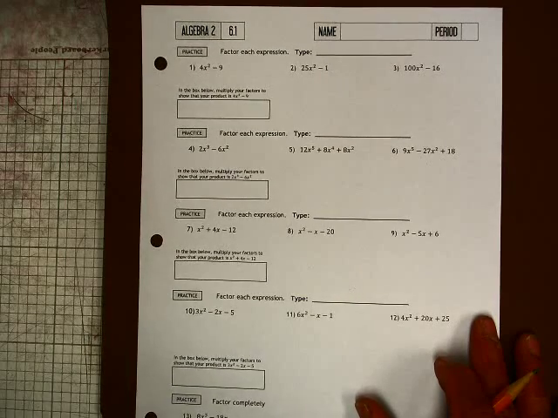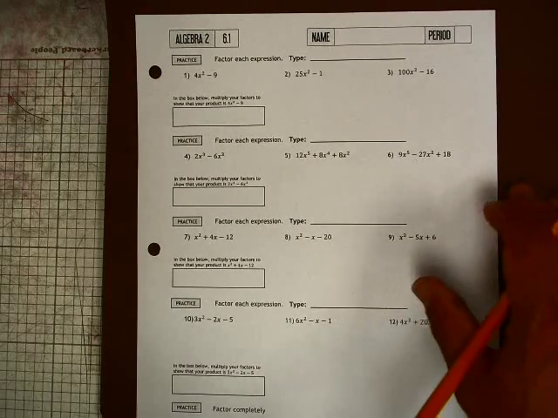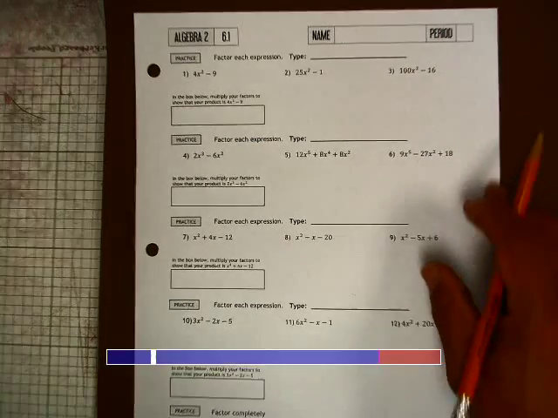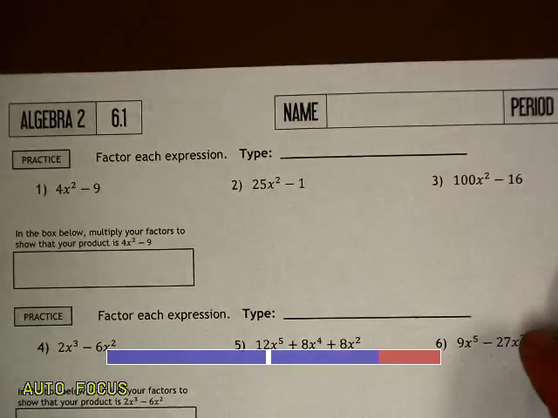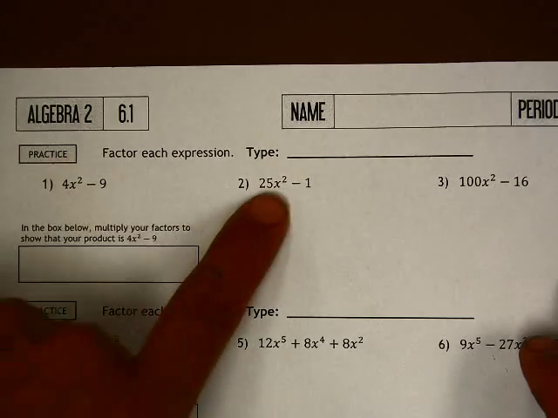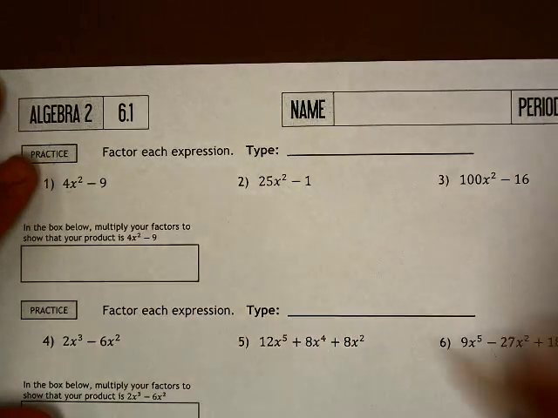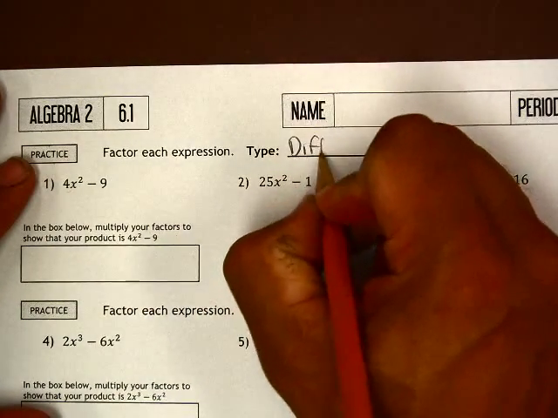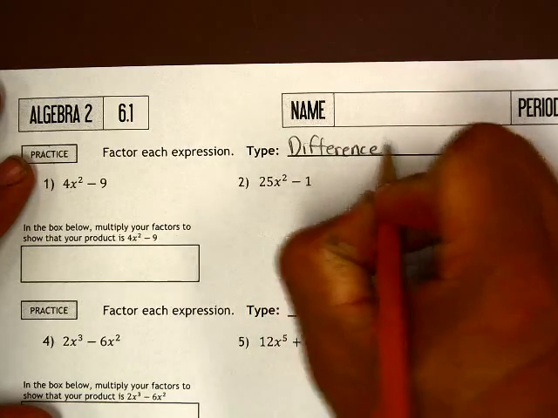Okay, one big worksheet for 6.1. We'll do these sets here as far as samples. So this one here, each expression type, these are all the same type. This is called a difference of squares.